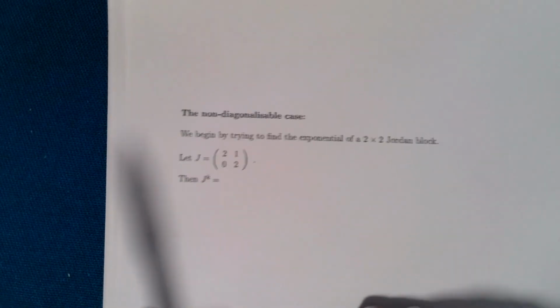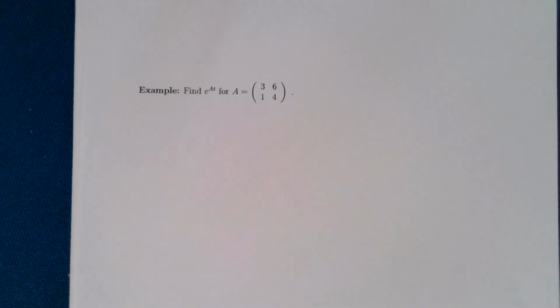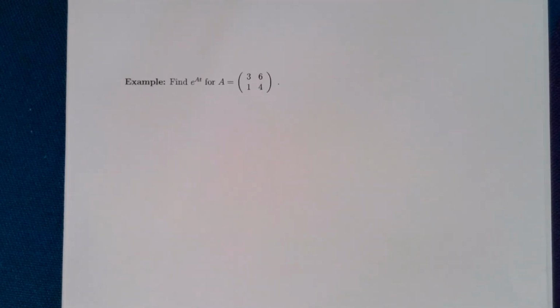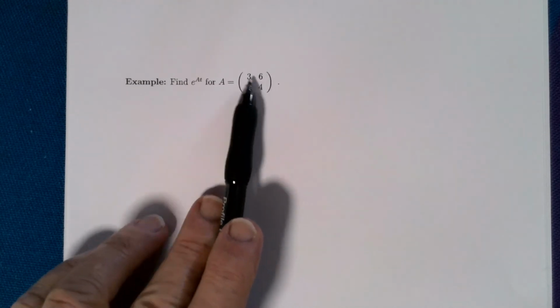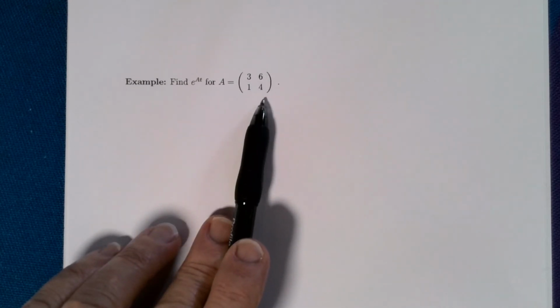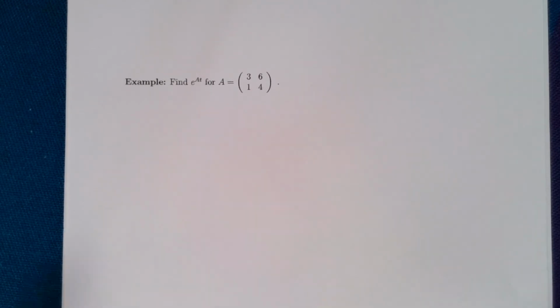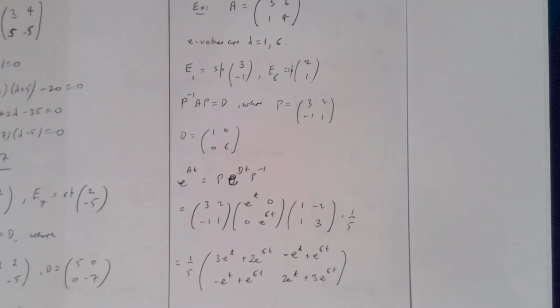Well, look at one more example. Again, you might like to stop the video at this stage and try doing this one yourself, and then compare what answer you get. So we're going to find e to the At for this matrix, 3, 6, 1, 4. So I said you might like to try that separately and see that you get the same answer. Here, however, is the worked solution to this.